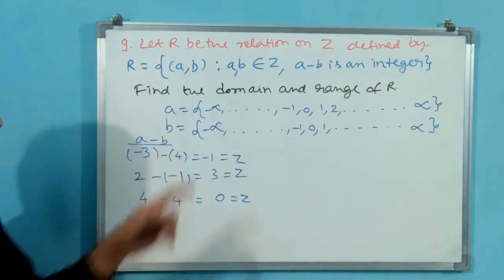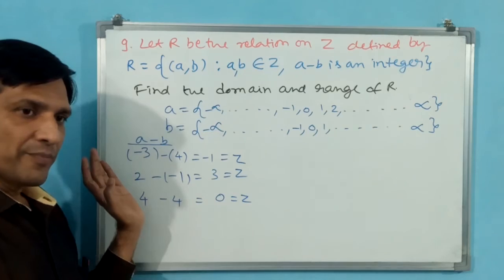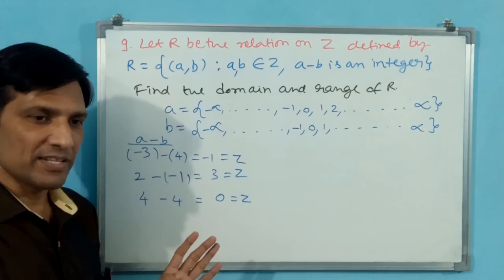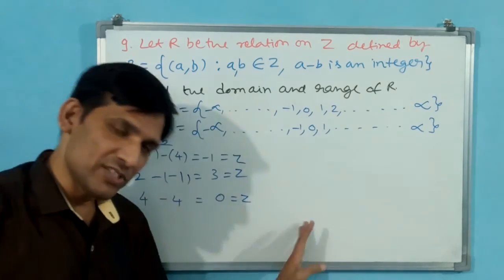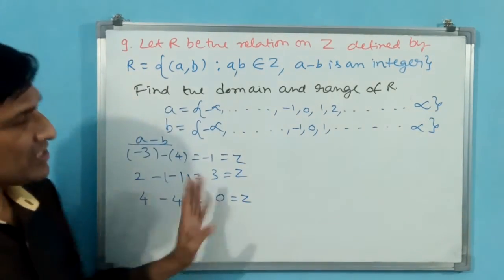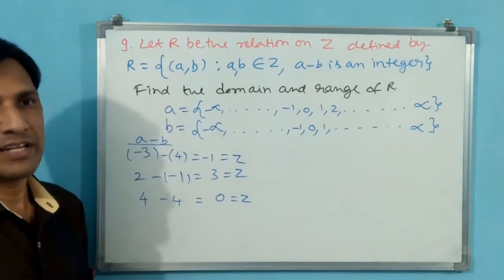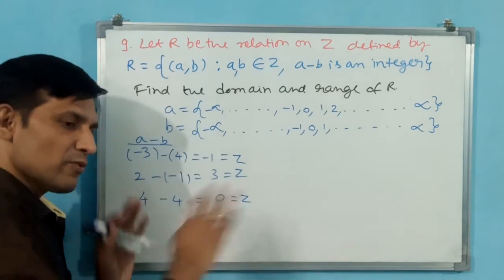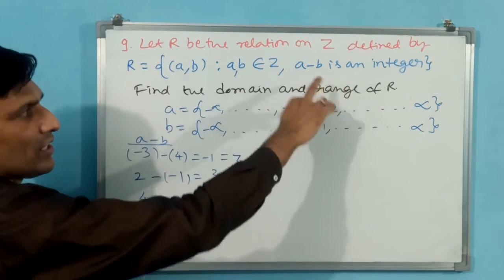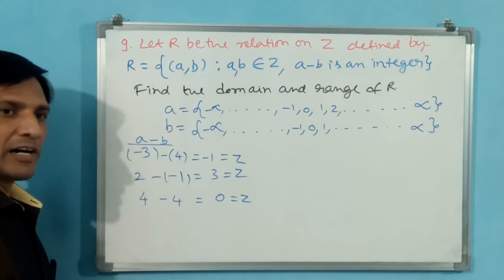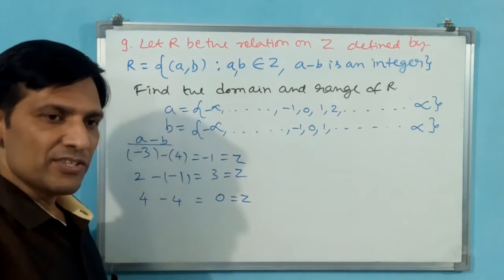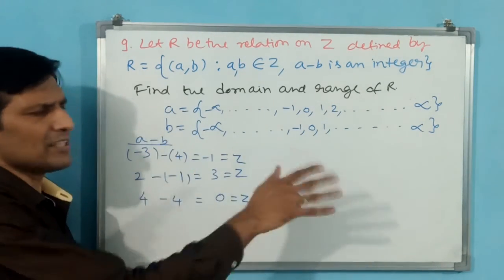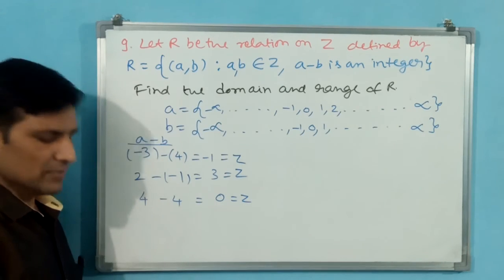See, if you observe, whatever element you take in A, if you subtract B from it, automatically the result is going to come Z only. That means here, domain is also Z, integers, range is also integers. That you have to understand, okay? Relation from A to B is coming. A is also Z, B is also Z. Even if you do the operation, only Z will come. Negative integer, positive integer or zero, except these three, nothing will come.